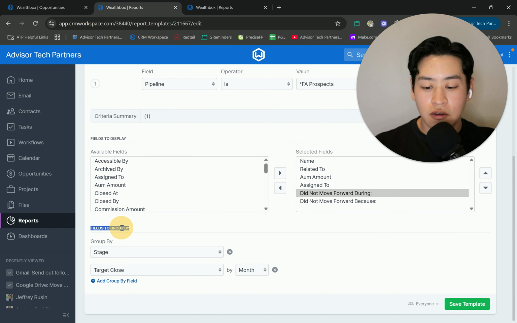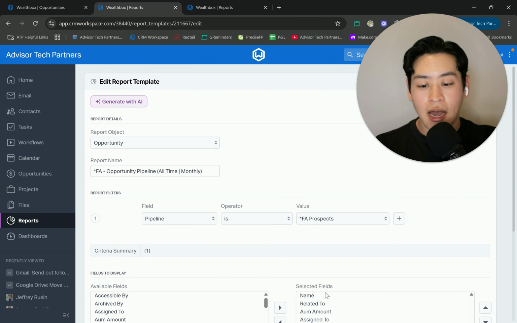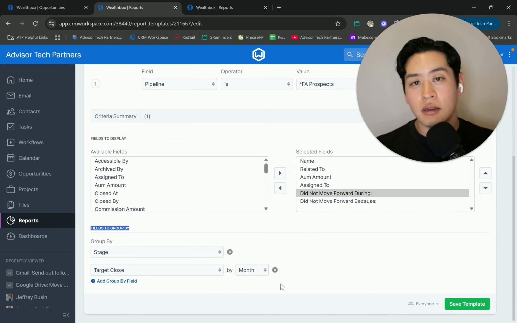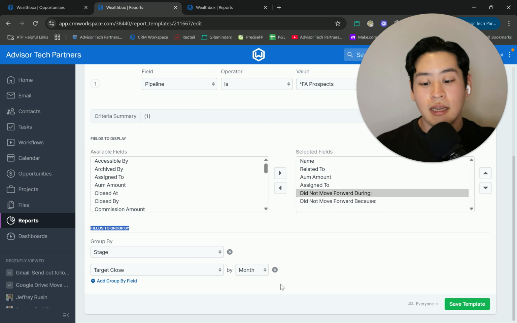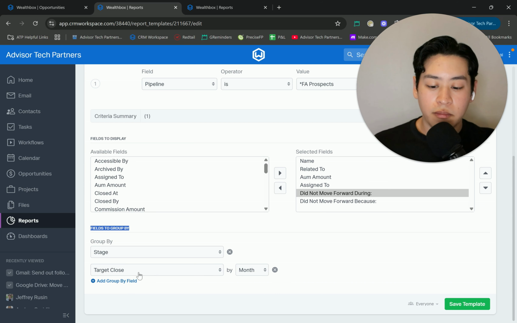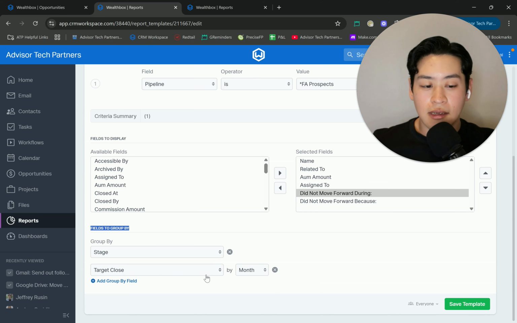And then the last thing that we're going to do here is we're going to group these fields by, first of all, the stages. We want to show how many of these opportunities are in the introductory meeting stage, how many of them are in the discovery meeting stage, the plan presentation, pending, the future, closed, and then the won stages. And then we're also going to be representing this by the target close date.